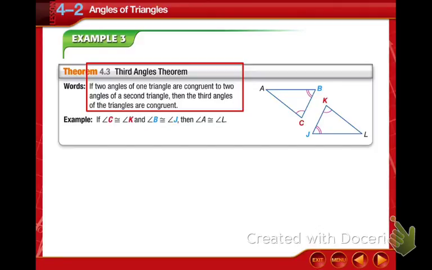That, however, does not mean that the triangles are congruent. Keep that in mind. Angles being the same does not mean the sides will also be the same. We'll get more into that later on.